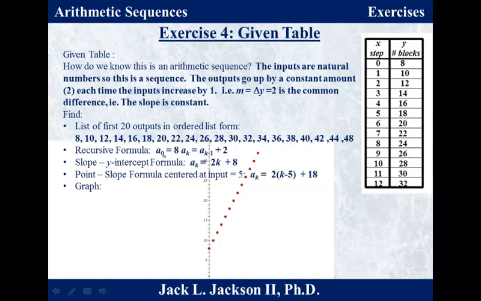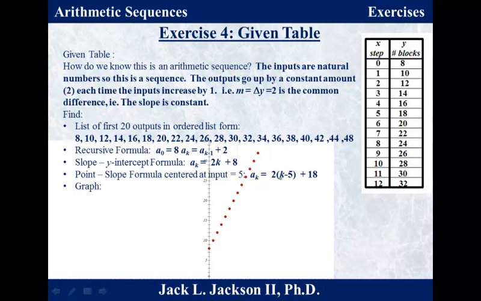The recursive formula is we start with the 0th term, a sub 0 equals 8, and then a sub k is a sub k minus 1 plus 2, because we're adding 2 each time to the previous term. The slope y-intercept formula is a sub k equals 2k plus 8. Remember, this 2 is the slope, how much we're adding each time, and the 8 is the 0th term, which you can read right there off the table.